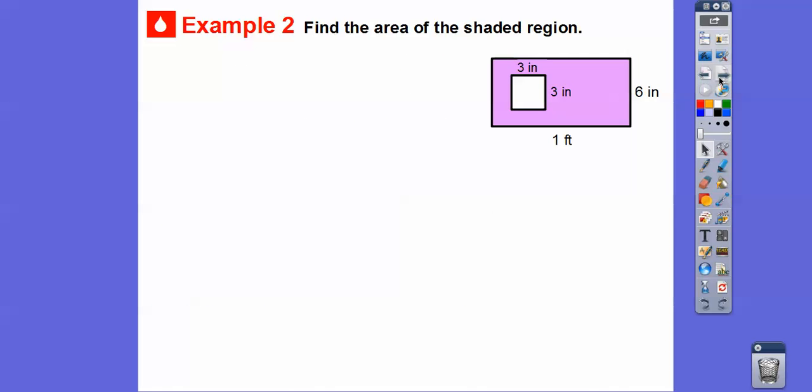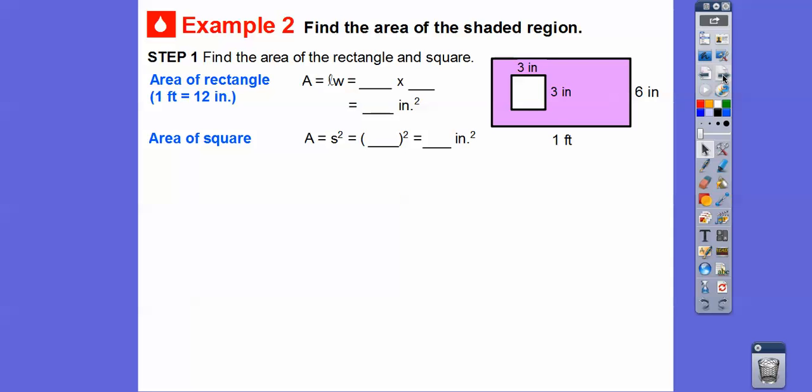Okay, all right, so let's find the area of the shaded region. Okay, so the shaded region is going to be the rectangle minus that square. Okay, so the rectangle is going to be, now remember, 1 foot in inches. We got to change this to 12 inches right here. So 1 foot equals 12 inches. So we're going to put in 12 times 6. We can't put in 1 because it's in feet. We got to have everything in the same units. 12 times 6 is 72.